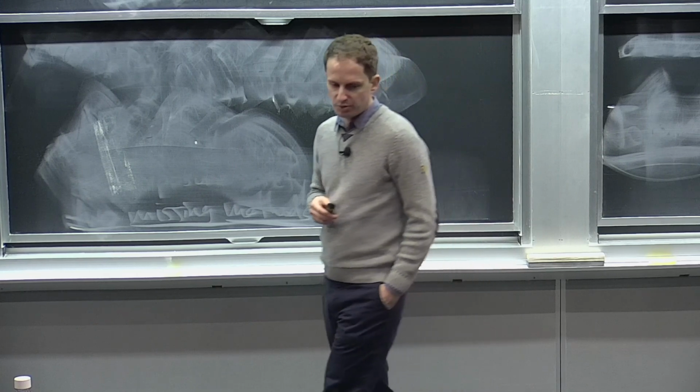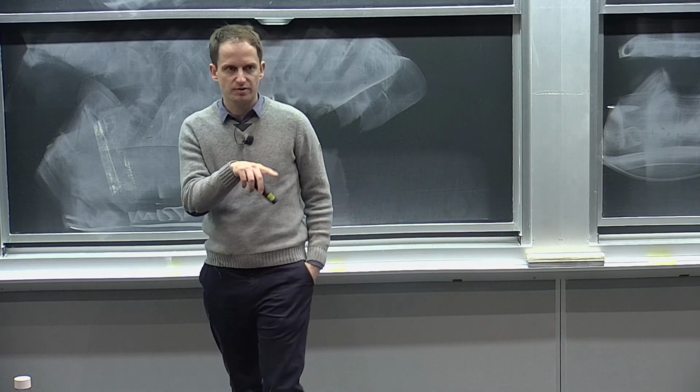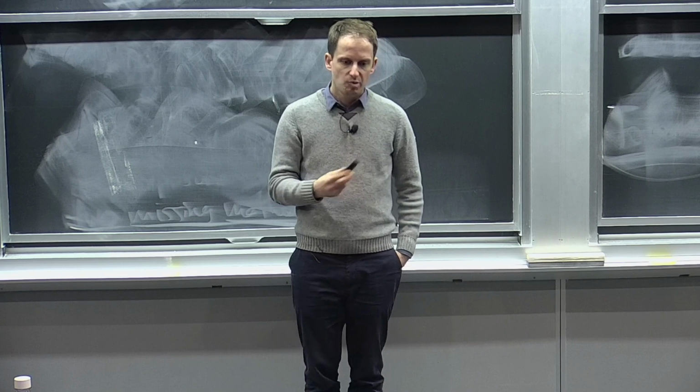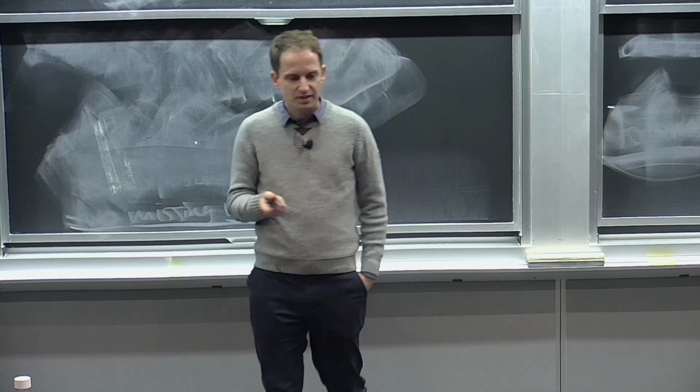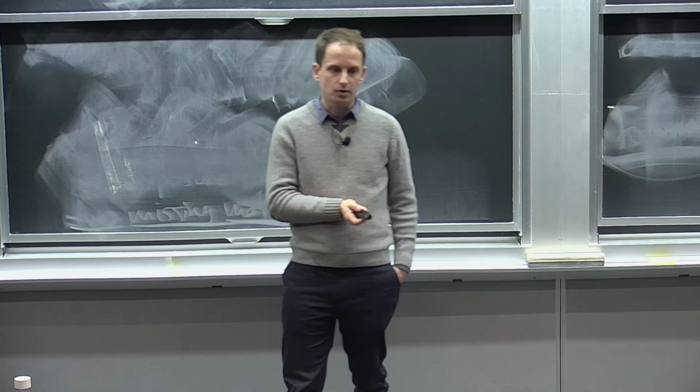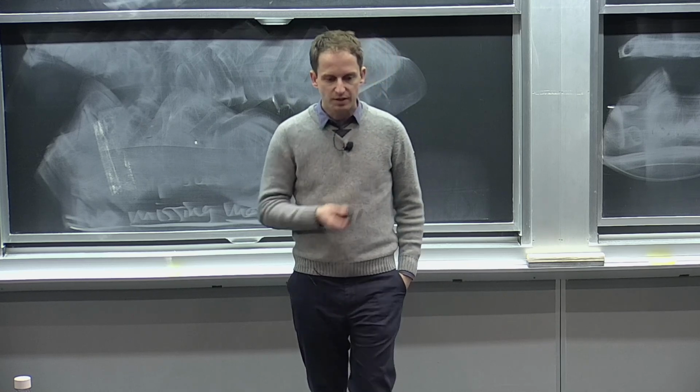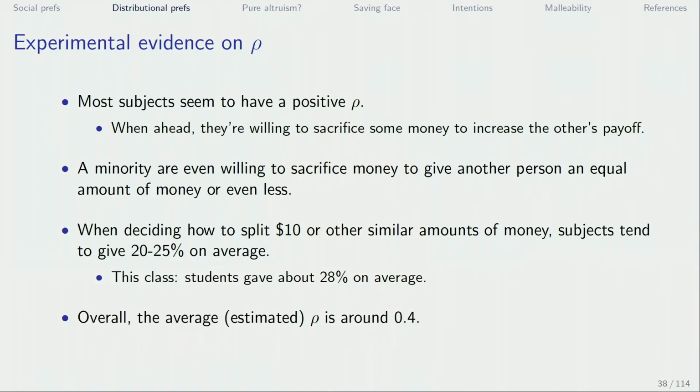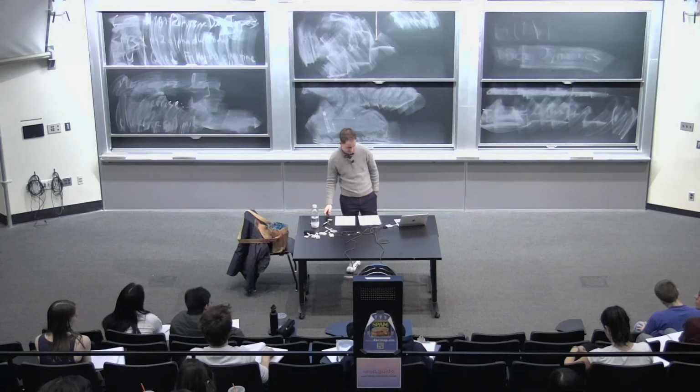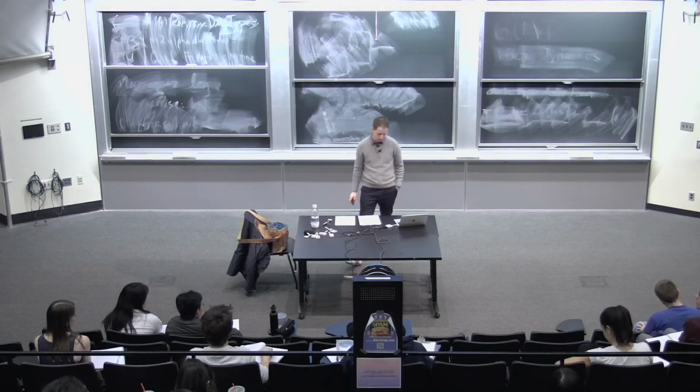In class, that was actually pretty close. You guys gave something like 28%. That's actually pretty close to what people would do in normal Dictator Games. The estimated rho tends to be about 0.4. Yeah. How can rho be estimated from the Dictator Game?